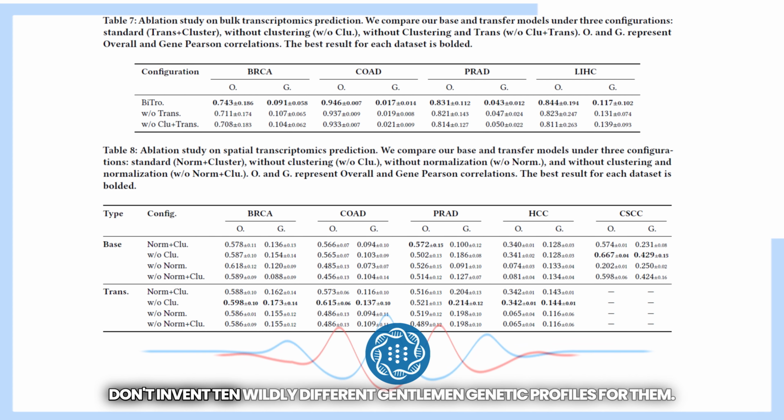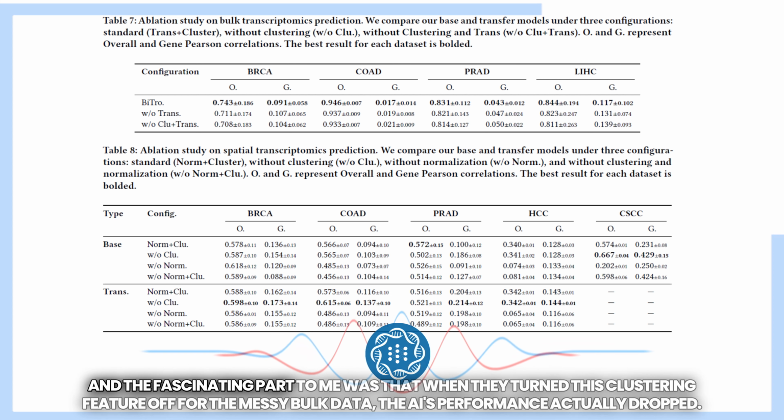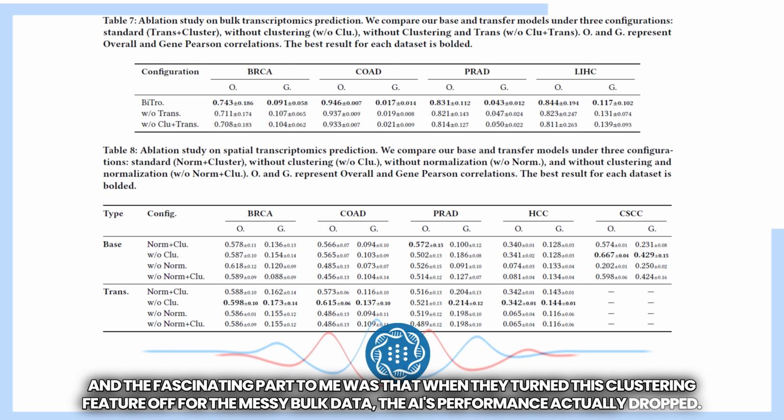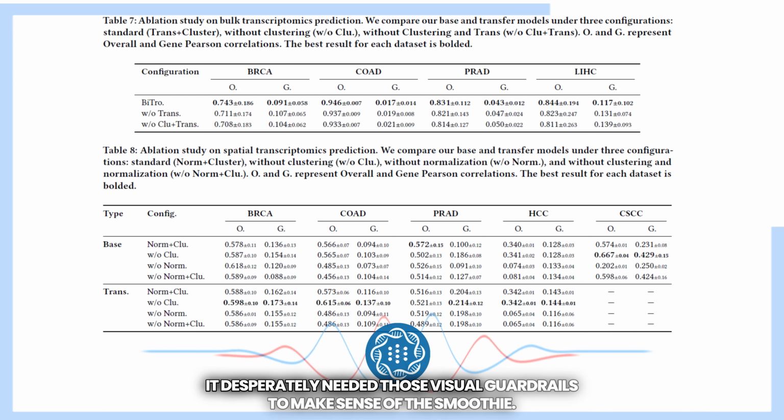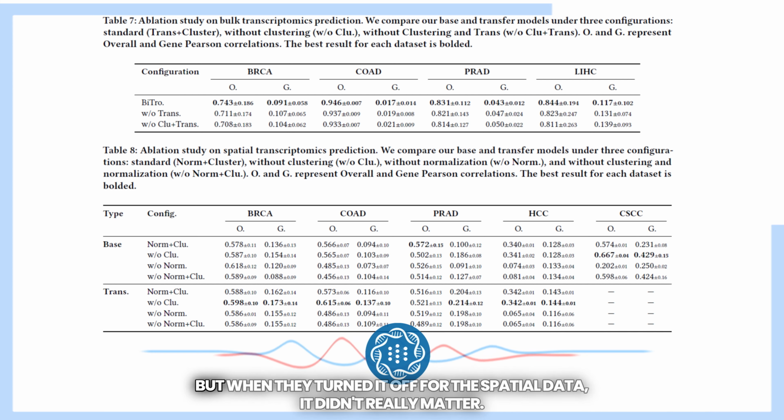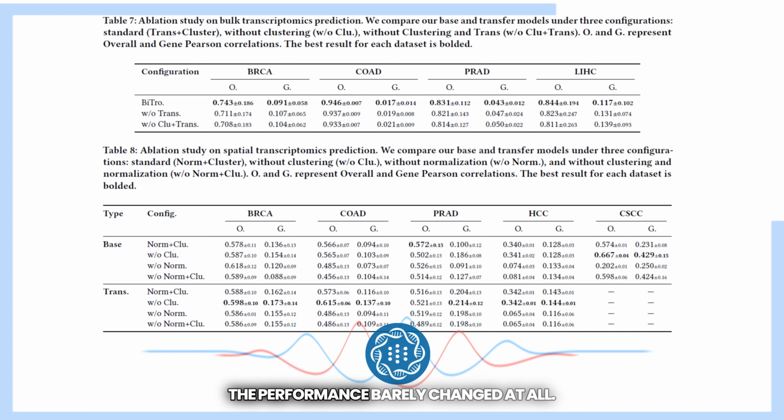Don't invent 10 wildly different genetic profiles for them. Right. And the fascinating part to me was that when they turned this clustering feature off for the messy bulk data, the AI's performance actually dropped. It desperately needed those visual guardrails to make sense of the smoothie. But when they turned it off for the spatial data, it didn't really matter. The performance barely changed at all.